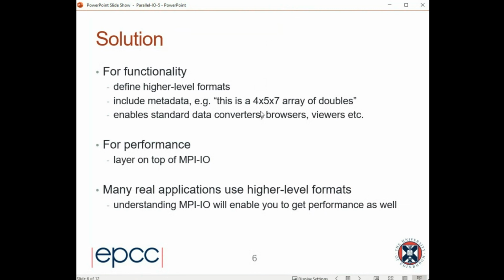HDF5 seems to be very popular these days. But I still think understanding MPI-IO is useful because it enables you to get performance as well. MPI-IO is the common denominator of all these things. So if MPI-IO works well, if you can understand MPI-IO, how it works, you should be able to get the right, for example, striping and such like for these other libraries.